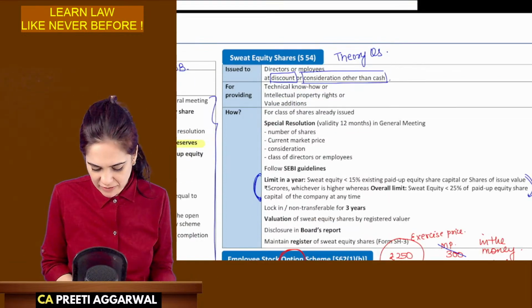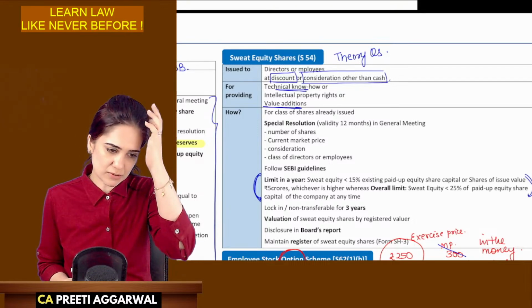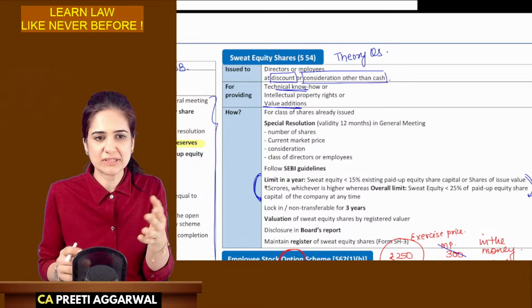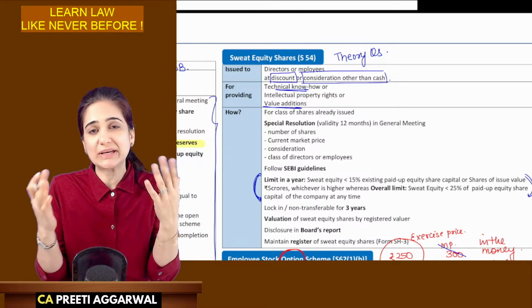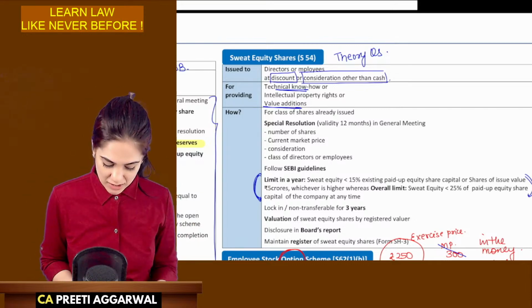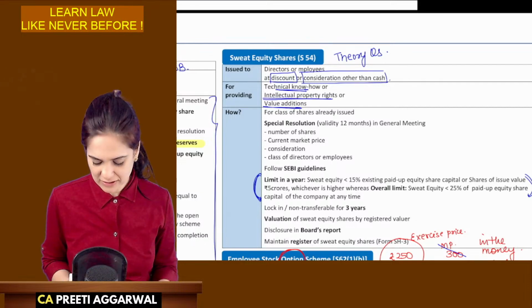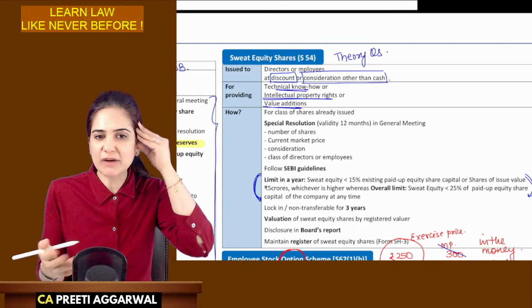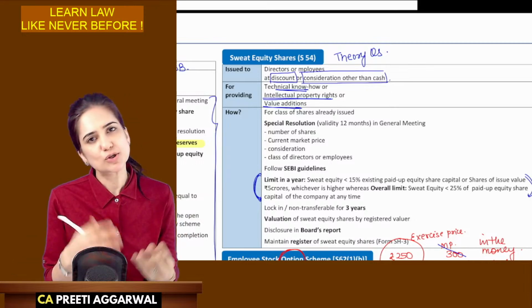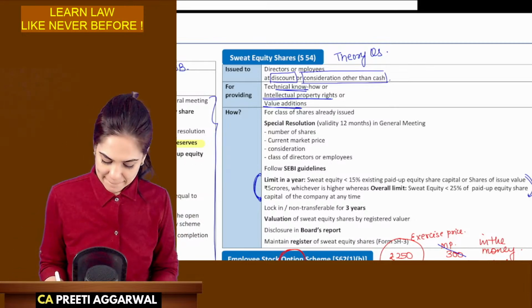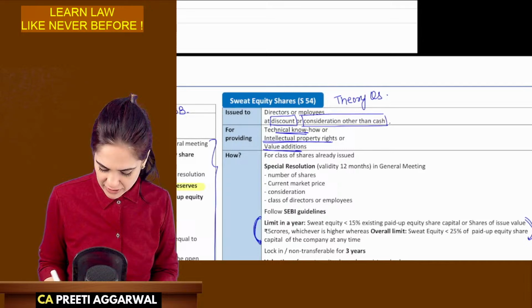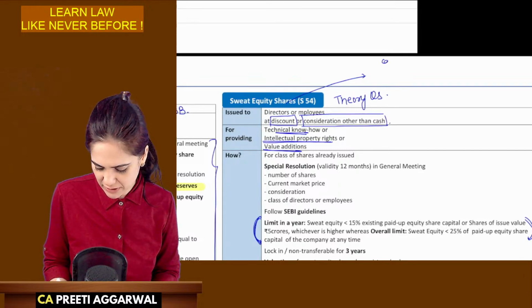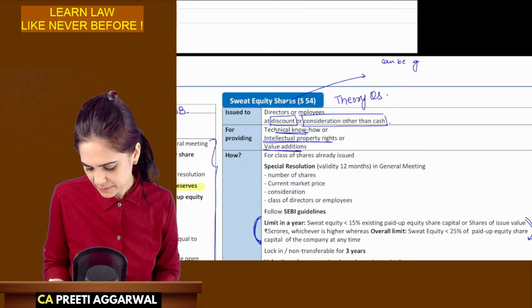They may have given us technical know-how. They may have added value. They may have given something which has increased the revenue or decreased the expenditure. Intellectual property rights, like they have given us patent, trademark. We don't have money to reward them, so we give them shares instead. Now, these are generally given to, okay, ESOPs can be given to, you can write it.